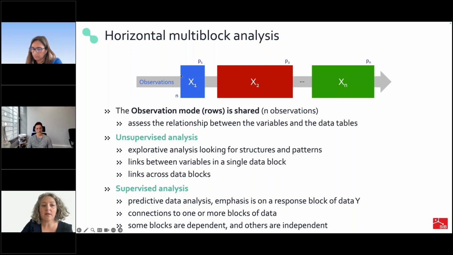With the supervised analysis, you can predict a response block Y, which could be one of them. You can do connection between one or many blocks, where some blocks are dependent and some others will be independent, as the response.